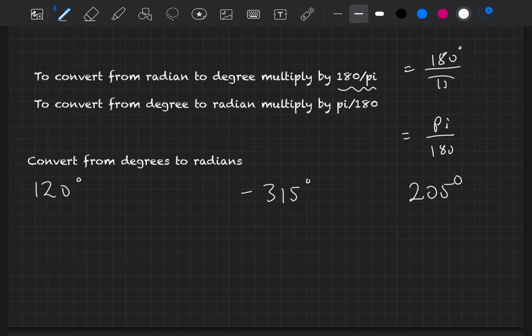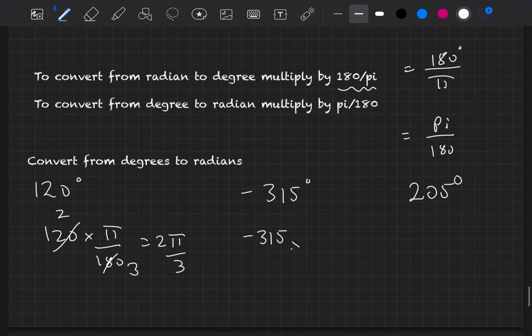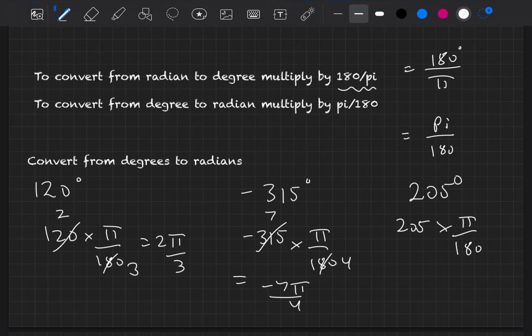Okay. So let's try these examples. Convert from degrees to radians. Pretty straightforward. Times by pi over 180 would give you 2 pi over 3, because you can divide both of them by 60 and you'll be left with 2 over 3. Negative 315 times by pi over 180 is going to be 7 and 4, so it's going to be negative 7 pi over 4. 205 times pi over 180, you just punch into your calculator and you'll get 3.58.